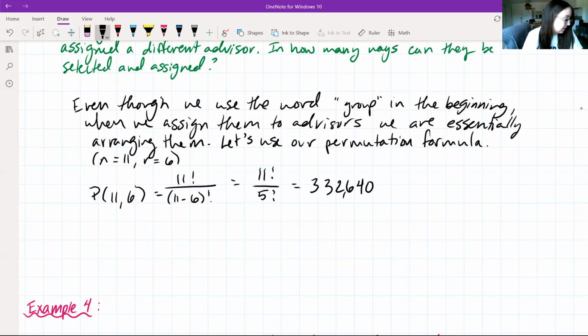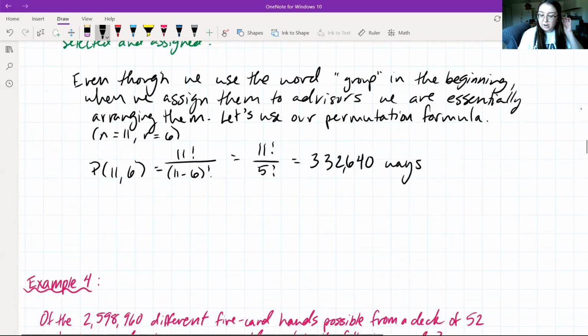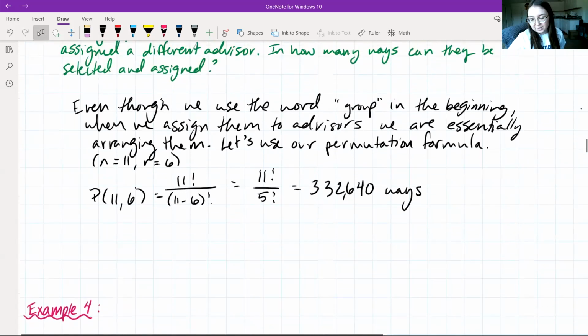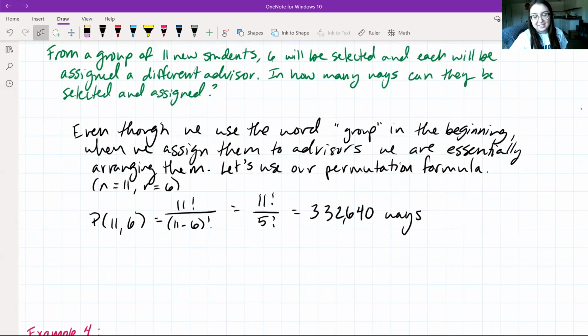332,164 ways. All right. 332,640 ways that we can assign randomly selected 6 students out of 11 and assign them to different advisors.